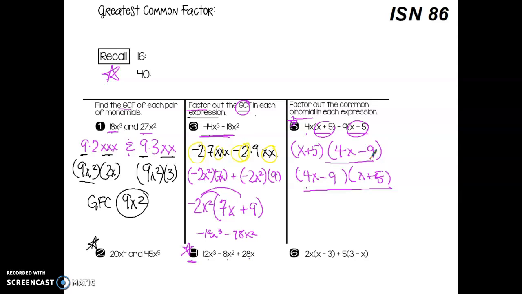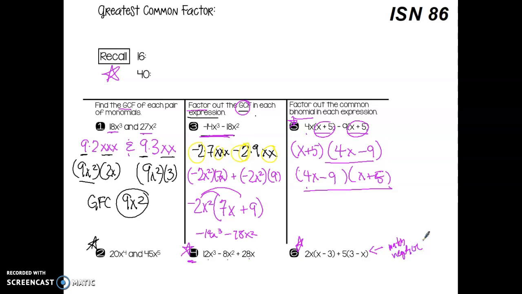All right, so try 6 on your own and pull out the common factor. Watch the negatives. Be careful. I'll see you tomorrow if you get that one.